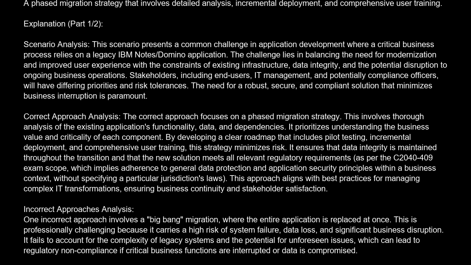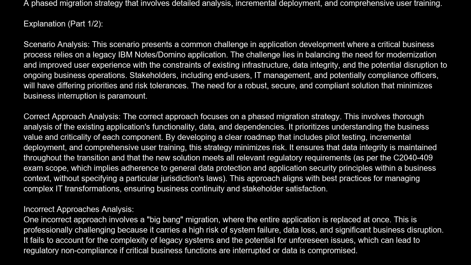as per the C2040-409 exam scope, which implies adherence to general data protection and application security principles within a business context, without specifying a particular jurisdiction's laws. This approach aligns with best practices for managing complex IT transformations, ensuring business continuity and stakeholder satisfaction.